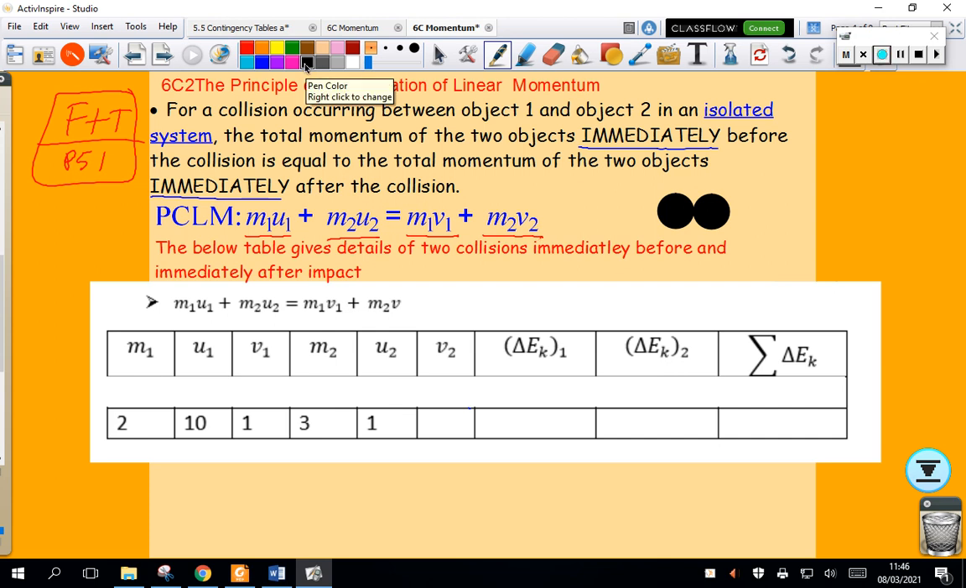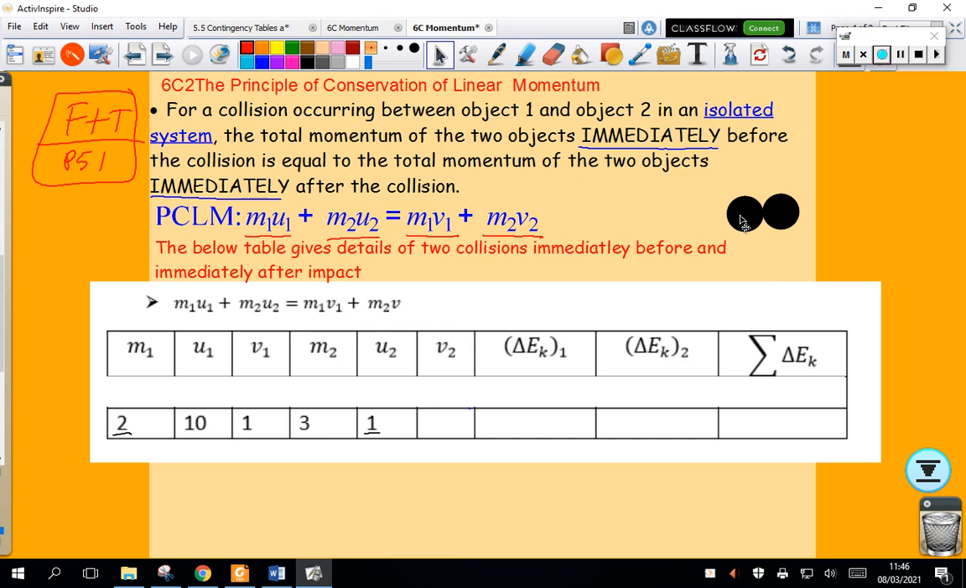So I want to look at this example here. I've just written it out in a table format to save me writing out a whole load of English. The mass of object 1 is 2 kilos, the initial velocity of object 1 is 10 meters per second. The final velocity of object 1 is 1. The mass of object 2 is 3. Initially object 2 is moving with a velocity of 1. Note in this case object 1 and object 2 are moving in the same direction. They both have a positive velocity. That means they're both moving in the positive sense. So maybe they're both moving to the right, but one of them is catching up with the other.